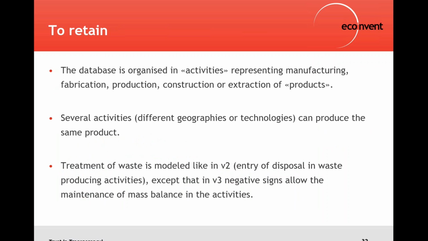So just to wrap up this part, and then we can address questions if there are any. The database, version 3, is organized in activities that represent manufacturing, fabrication, production, construction, or extraction of products. Several activities, whether different geographies or technologies, can produce the same product, and this has a series of advantages, as we have seen. And the treatment of waste is modeled very much like in version 2, with an entry of disposal in the waste-producing activities, except that in version 3, we use negative signs to allow us the maintenance of mass balance in the activities. So I would stop here, maybe we can get some questions.